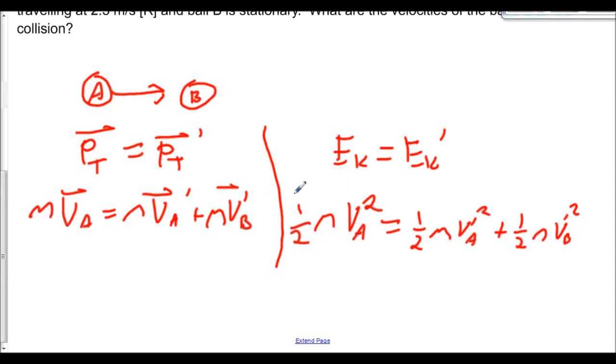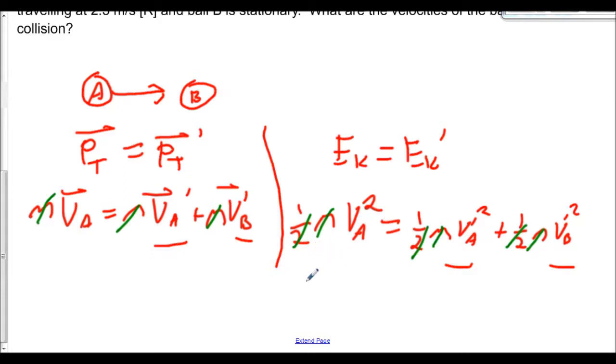If we take a look at these two expressions, we have a couple things we do know and a couple things we don't know. We don't know the masses, but luckily they're identical pool balls, so all of these masses can cancel off. That makes our life a little bit simpler. While I'm at it, I'm also going to cancel off the halves on the energy side. The things I don't know are vA prime and vB prime. All I know now is vA and vA squared. So I have two equations with two unknowns.